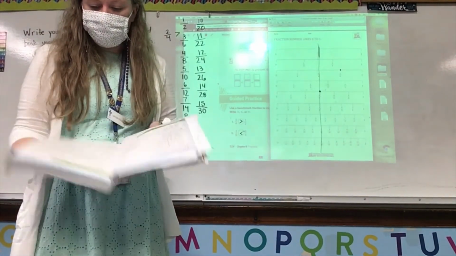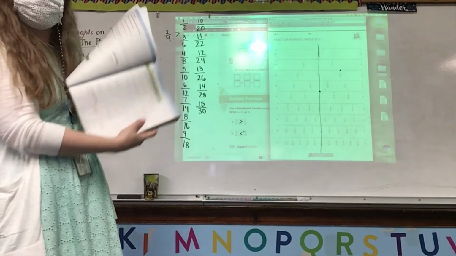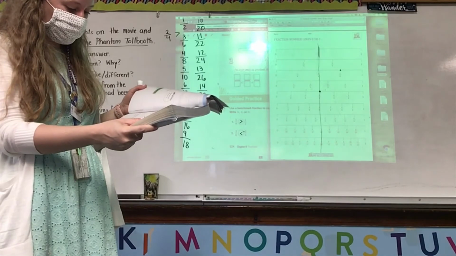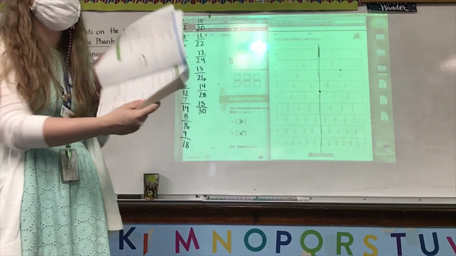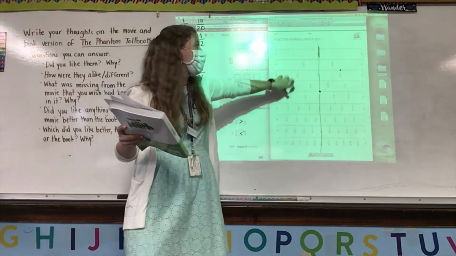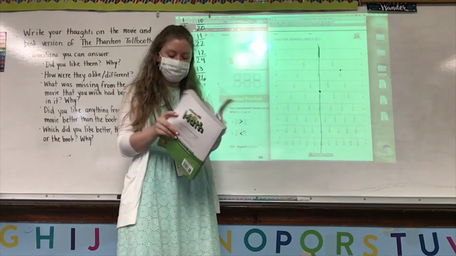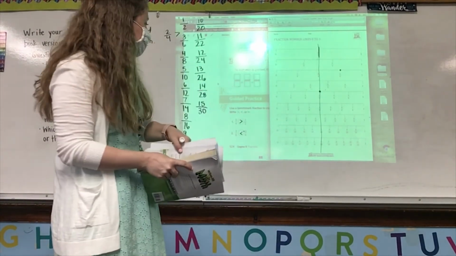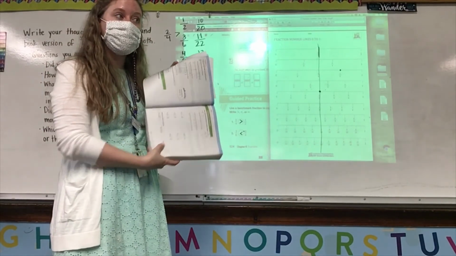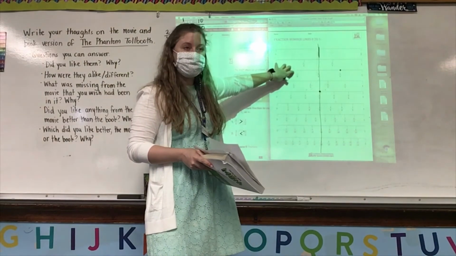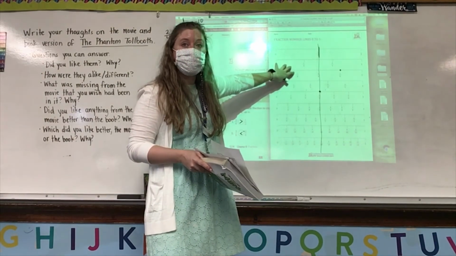Numbers 3 and 4, you already have a number line for you, so you can use that. Numbers 5 through 10, you are comparing two fractions. You may use your benchmark fractions sheet, or I'm sorry, your fraction number line sheet. Numbers 11 through 13, you are ordering, so that means you have 3 fractions. You may again use your fraction number lines. But remember, you're putting them in order.